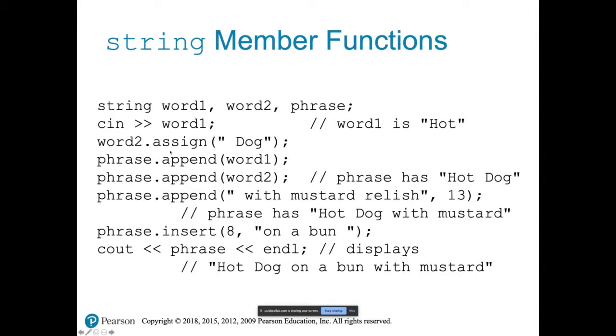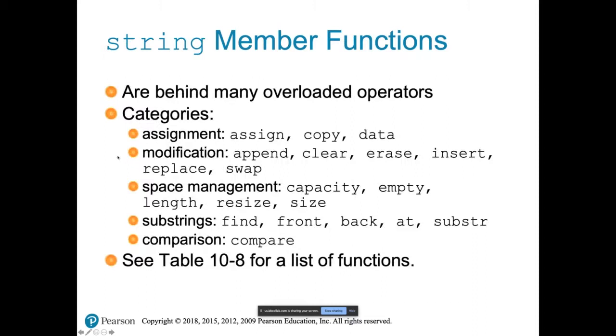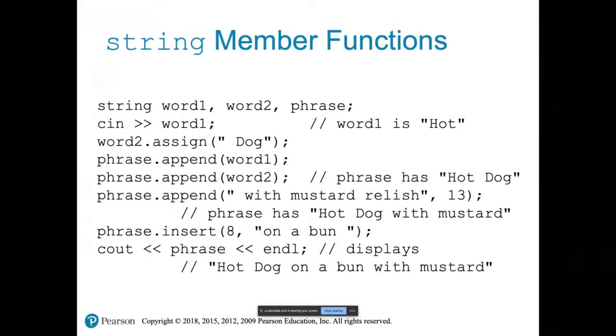So instead of doing the shorthand notation, they're using the member functions. Instead of doing phrase plus equals, they're using append. This might be a lot easier to read than saying plus an assignment operator, because then it's readable to the person reading the code. You don't have to worry about, what is phrase? Is it numeric or is it a string?